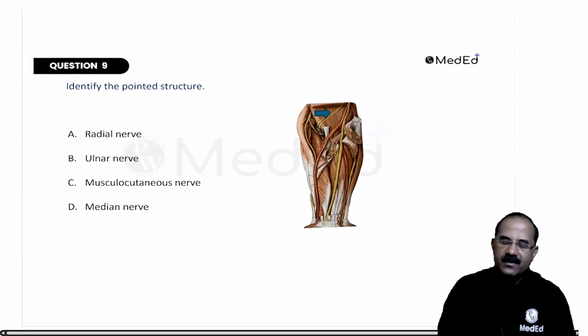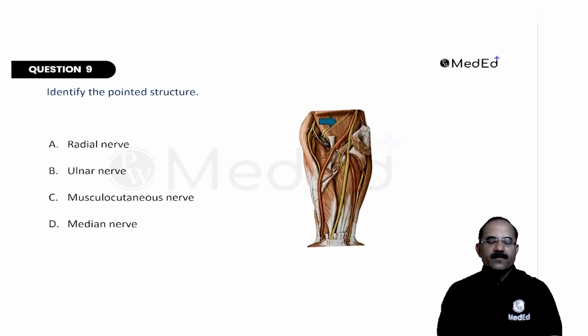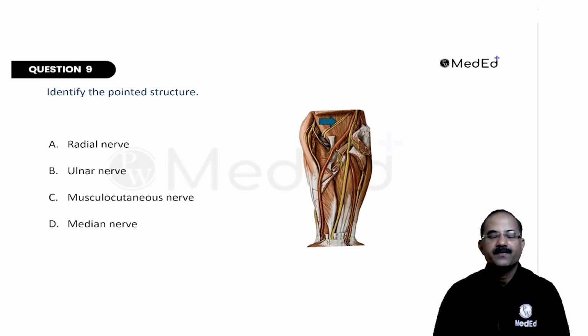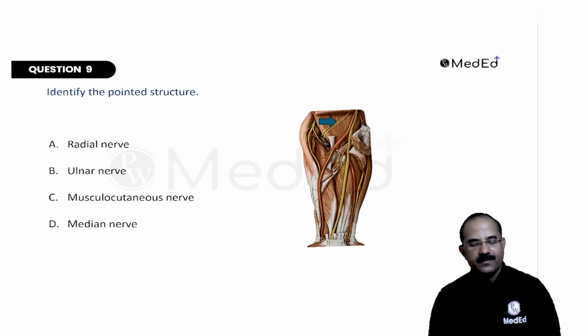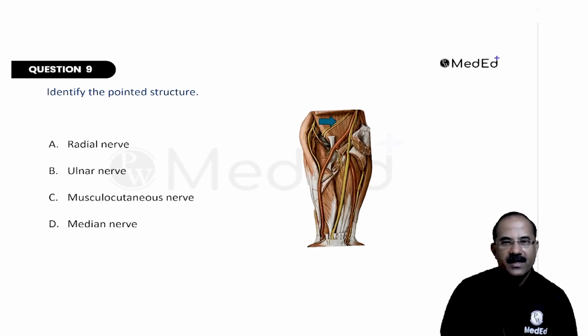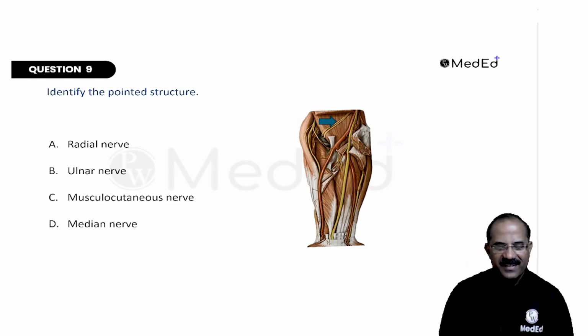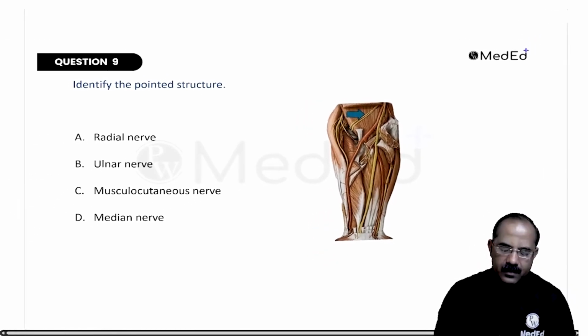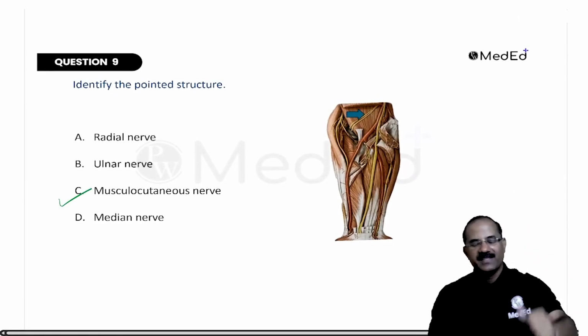Identify the pointed structure. Chalo bolo bachcho, what is this? Hello, answer. My dear children, answer. Identify the pointed structure. Bolo, bolo. Interesting है ना MCQs? Yes, are you getting interest? Bolo. What is this structure? Musculocutaneous nerve. Perfect, excellent, very good to all of you.